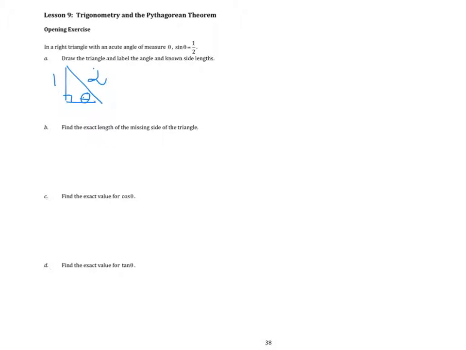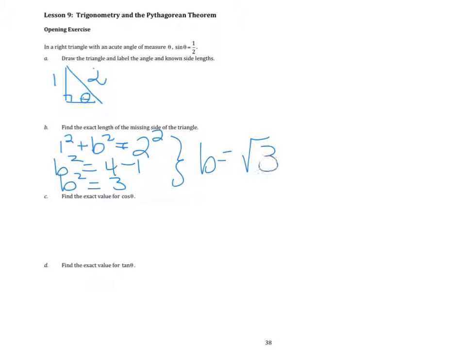Next, we will find the exact length of the missing side of the triangle. So I'm going to use Pythagorean's theorem in order to find the third missing side. So I have the length of one leg as 1 squared, plus b squared, the other leg, is equal to the hypotenuse squared, which is equal to 2 squared. So b squared is equal to 4 minus 1, which is 3, which makes b equal to the square root of 3.